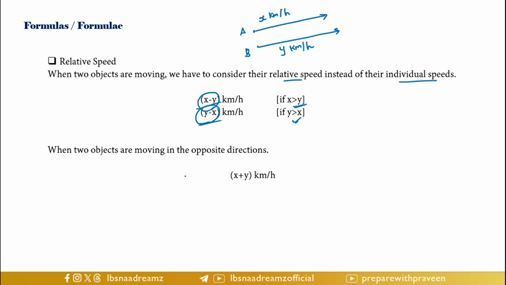If two objects are moving in the opposite direction, object A and object B, suppose object A is moving at x kilometer per hour, object B is moving at y kilometer per hour, then to find the relative speed, you need to do x plus y, right? So like this, you can identify the relative speed.